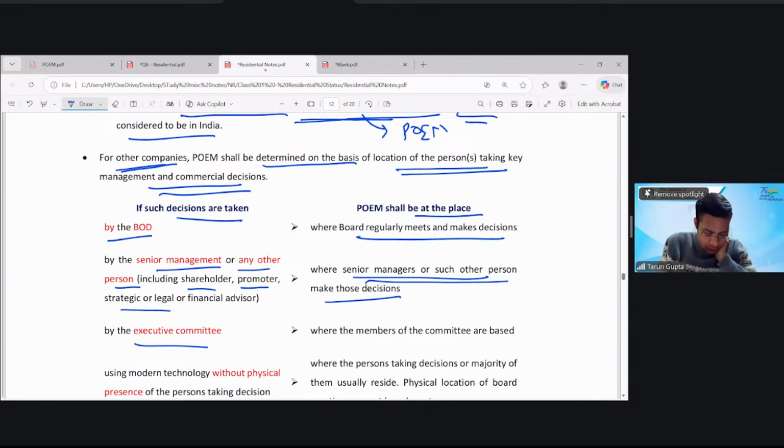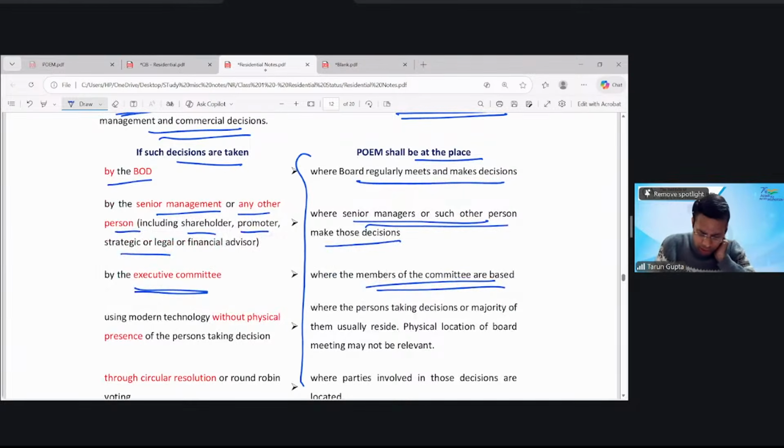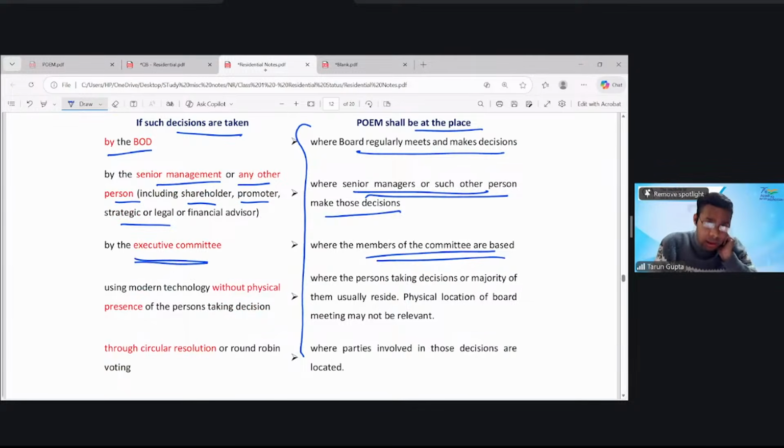If such decisions are taken by an executive committee, it may happen that a committee is formed to take such decisions. Then the poem shall be at the place where the members of the committee are based. Very logical. So in all this, you will see that where the decisions are being taken shall be the place where the poem is. If the decisions are taken using modern technology without physical presence of the persons, then the poem shall be the place where such persons taking the decision reside, or where a majority of them usually reside.